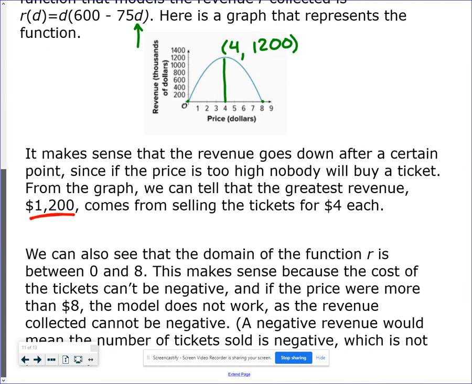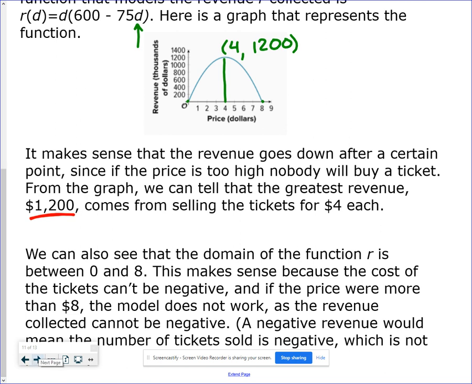And again, the domain here only makes sense between 0 and 8. The graph would continue under the x-axis at that point, but we wouldn't want a negative revenue. So we wouldn't charge less than $0, not even possible. We wouldn't charge more than $8 because we would have negative profits or negative revenue. So that doesn't make any sense.